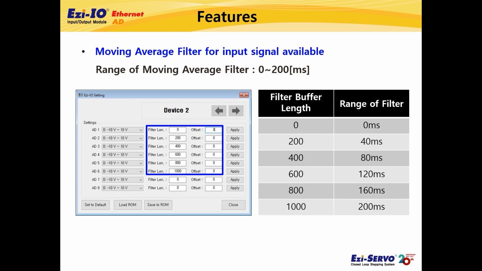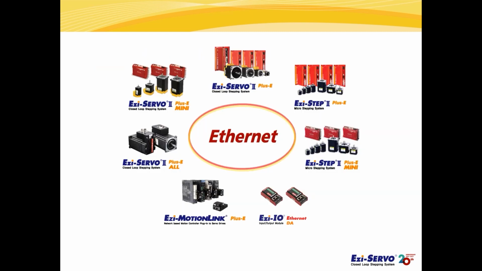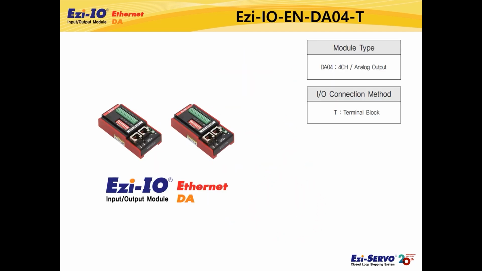The next product to be introduced is Ezi-IO Ethernet DA, an Ethernet-based analog output module. First of all, I will explain the combination model name of Ezi-IO Ethernet DA product. In the example model name, I/O means input and output module, and EN means the product using the Ethernet network. DA04 means that the product supports 4 analog output channels, and T means that terminal block is applied.